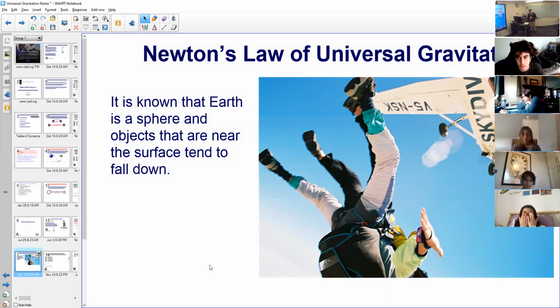So it is known that Earth is a sphere and objects that are near the surface tend to fall down. Here we've got a picture of some skydivers. So there's no reason to put that in your notes. I'm just trying to highlight that the function of these is more discussion based. I'll try to emphasize the things you really want to make sure you write down, but you won't be able to keep up if you try to write everything you see.